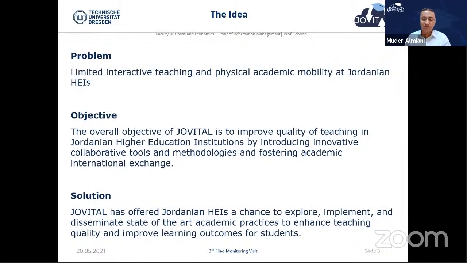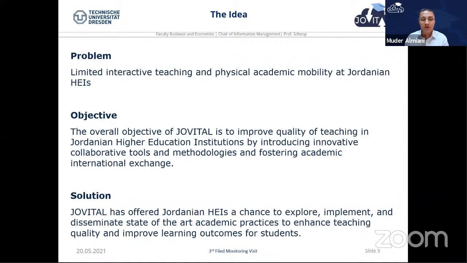We had problems in 2016 and before with the higher education institutions in Jordan, some of them in the north, some in the south, and some in Amman. And how are we going to share all of that knowledge? We had a shortage in some majors, like engineering, like civil engineering. There are some professors in the north, but there is no professor in the south, especially in Amman. And we had limited interactive teaching and physical academic mobility in Jordanian higher education institutions. For those reasons, we applied for the Erasmus Plus project with the University of Dresden and many other universities. We are going to show all those partners, for those problems. And we had that project.